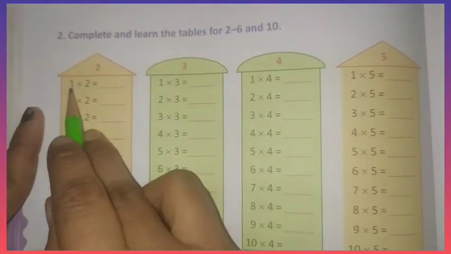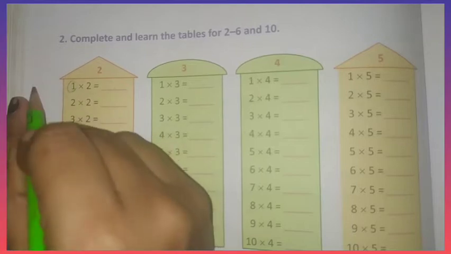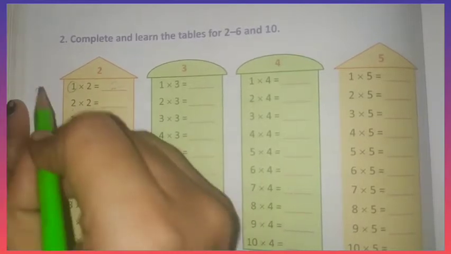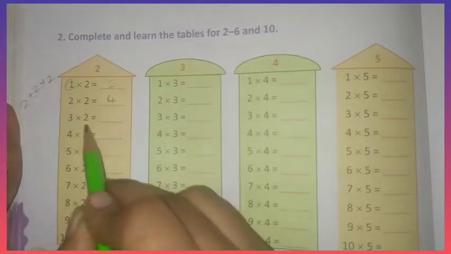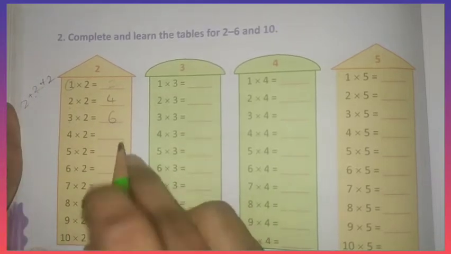Okay, repeated. 2 is added only one time, so we'll get 2. 2 is added 2 times, 2 plus 2 is 4. 2 is added 3 times, 6, like that. Okay, complete this also in your textbook.